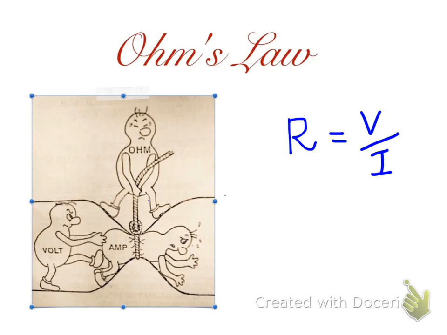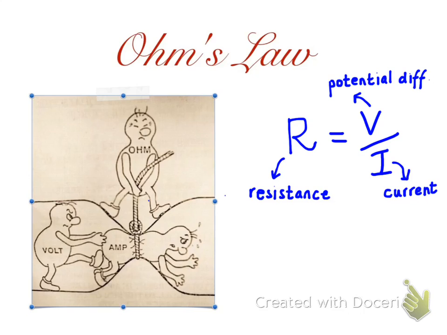You'll probably remember Ohm's law from earlier years of study. The formula R is equal to V over I has become synonymous with that law. The R stands for resistance, the V for potential difference or voltage, and the I for current. You may also remember that triangle to help you rearrange the formula. R is V over I, V equals R times I, and I is equal to V divided by R.